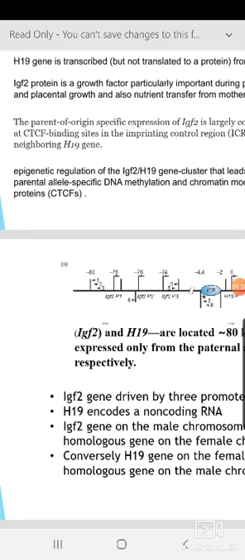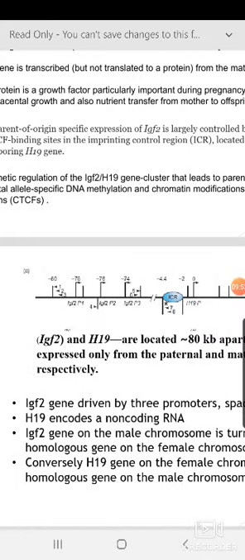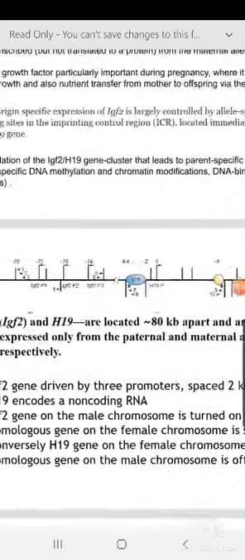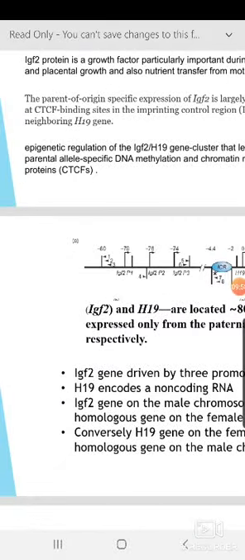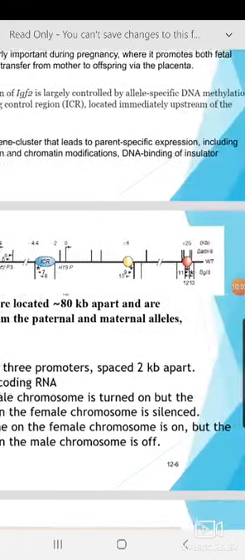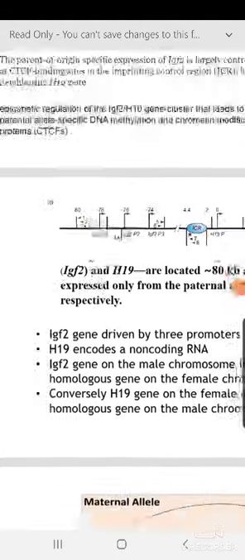CTCF is a protein whose function is like an insulator. We have just discussed in my previous lecture what an insulator is. Now, epigenetic regulation of the IGF2 H19 gene cluster leads to parent-specific expression, including parental allele-specific DNA methylation and chromatin modification, and DNA binding of the insulator protein CTCF. Let us see what is actually the mechanism.